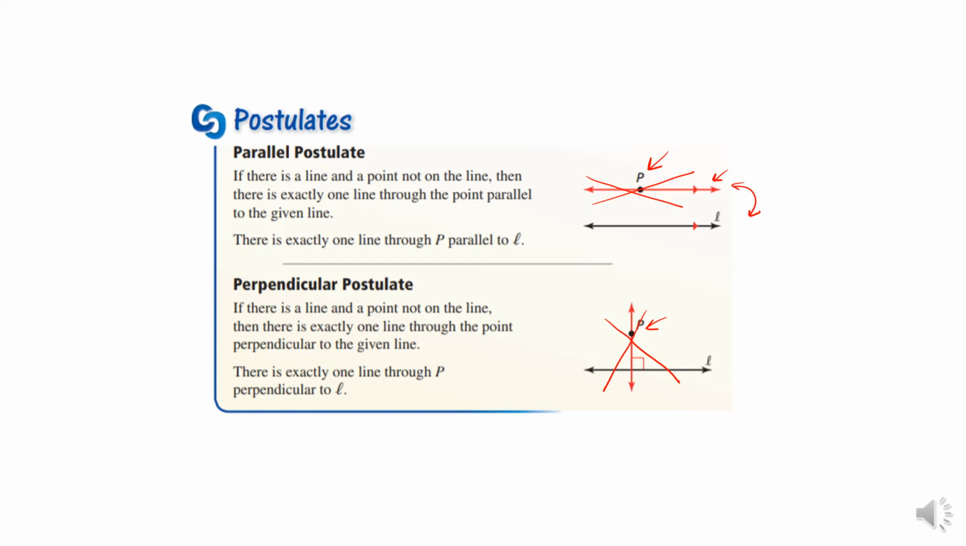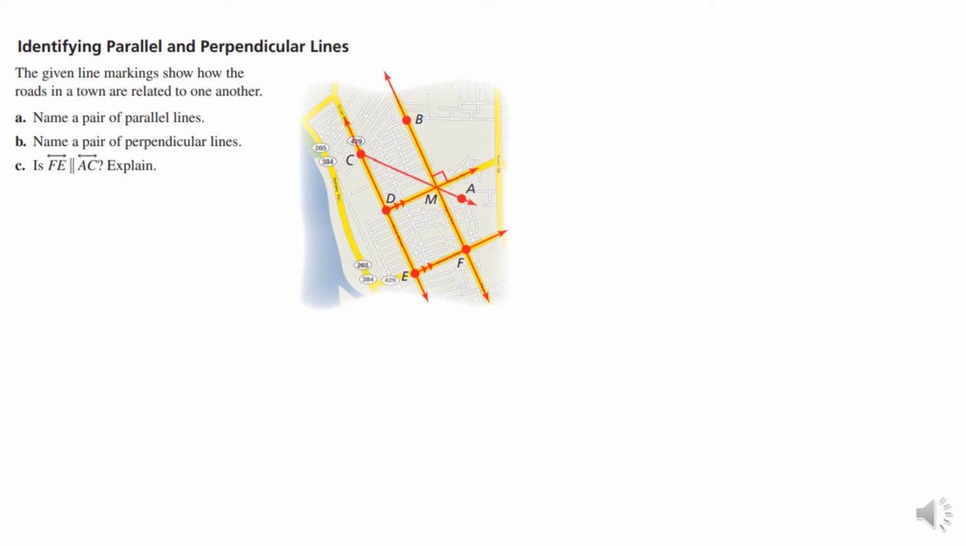Okay, so identifying parallel and perpendicular lines. The given line markings show how the roads in a town are related to each other. So name a pair of parallel lines. Right here, I can see that this road and this road are parallel, and that would be MD and EF.